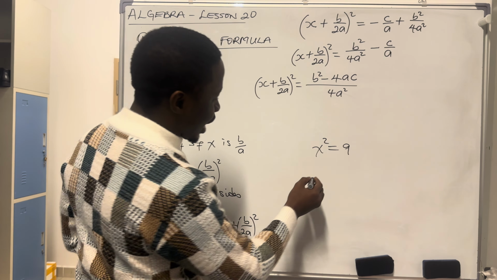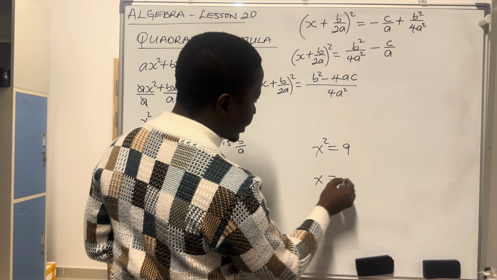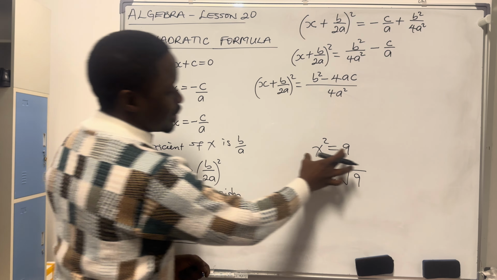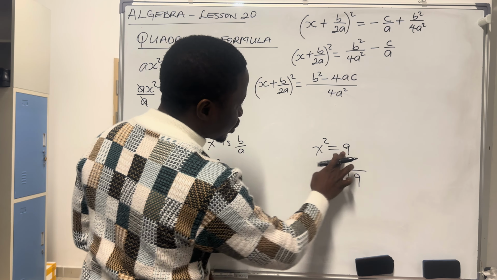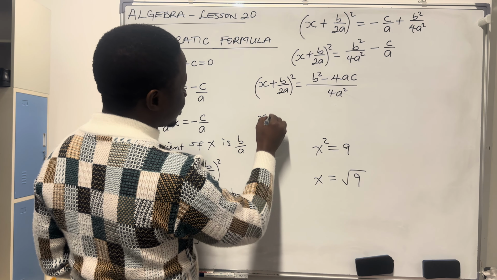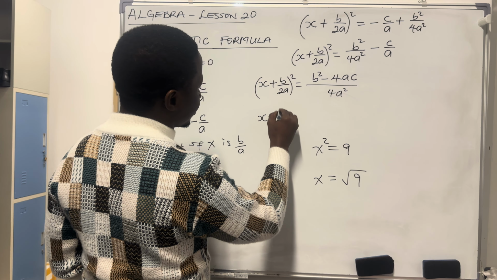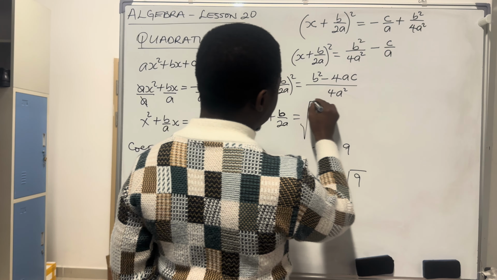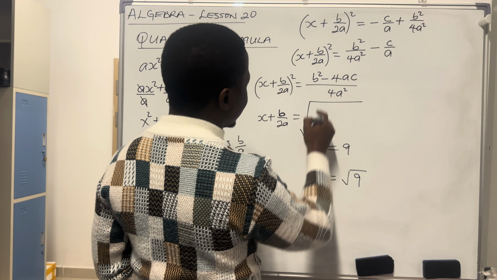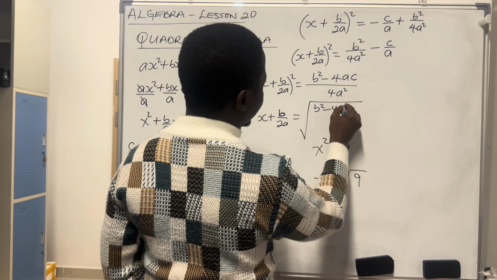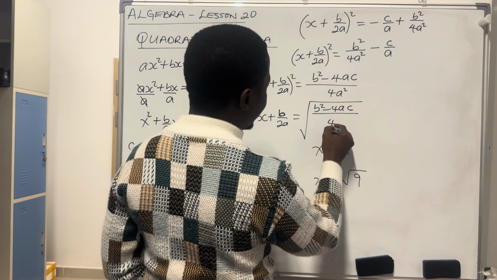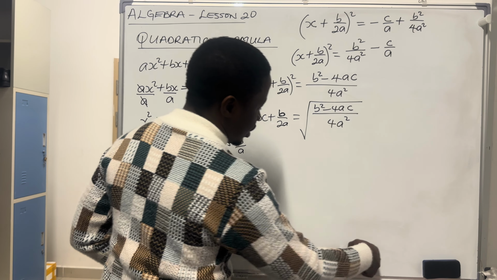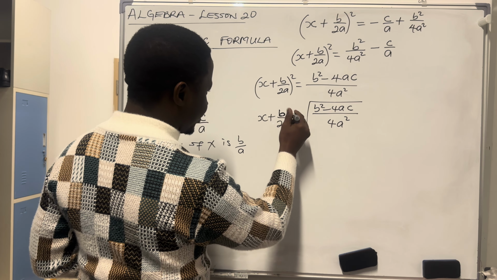So this x squared equal to 9, what do we say? We ignore the square and take the square root of 9. So if this is true, we ignore the square and take the square root of the other side. So here again, x plus b over 2a, we ignore the square and take the square root of the other side. So this is b squared minus 4ac over 4a squared. I hope you get the point very, very well.